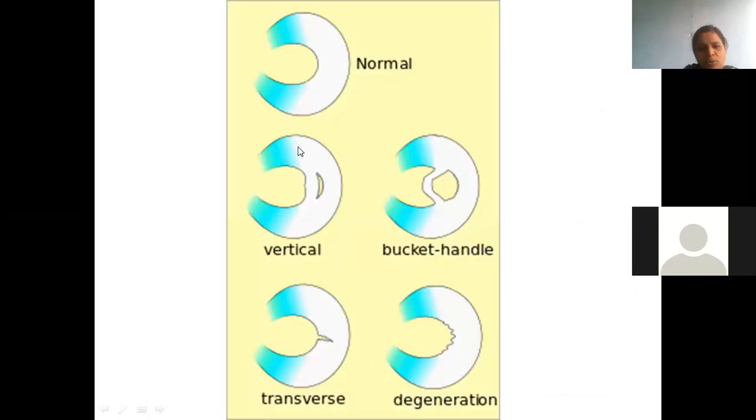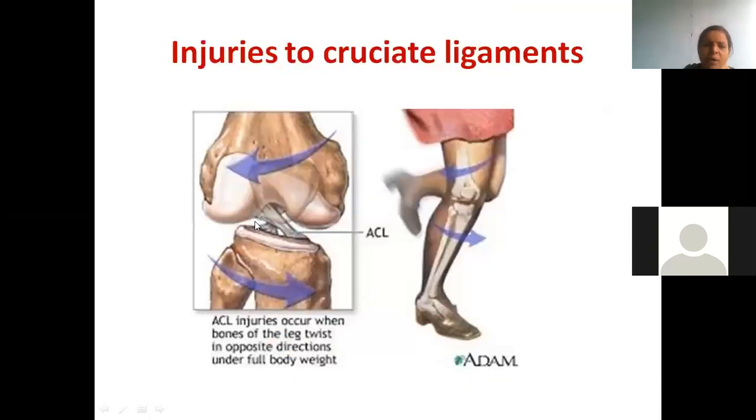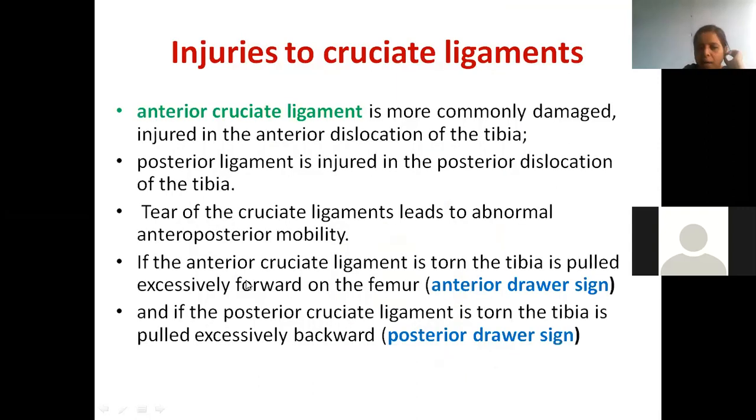Meniscal tears, I will show you. Like we know, we have medial meniscus and lateral meniscus. Sometimes because of accidents, these menisci may be torn. We know we have anterior and posterior cruciate ligaments, so they may also get injured in athletes when they are moving the knee joint abnormally, in exaggerated directions.